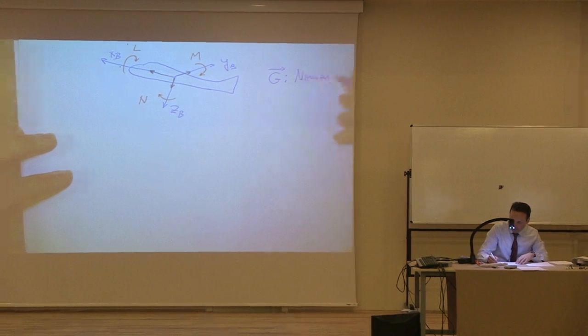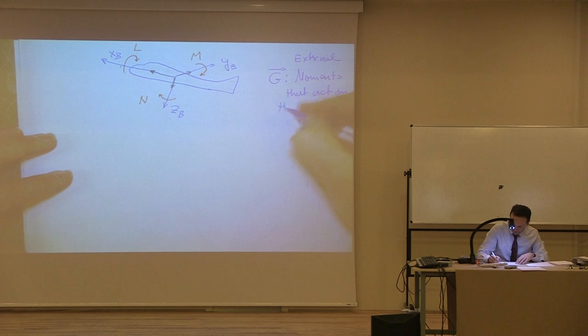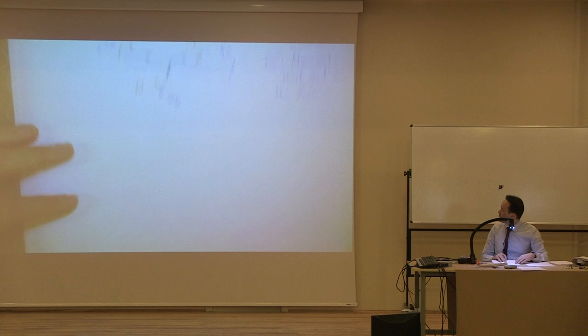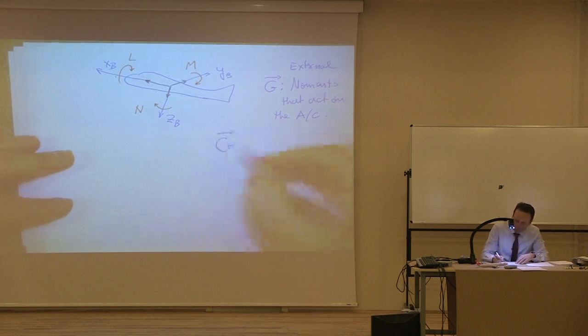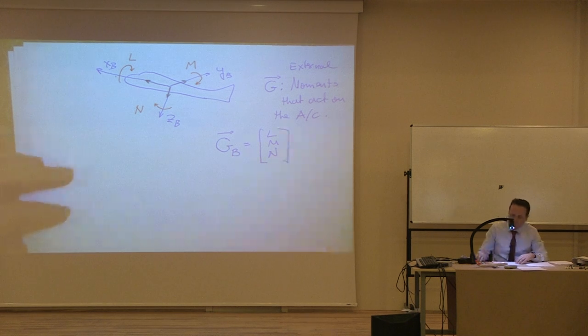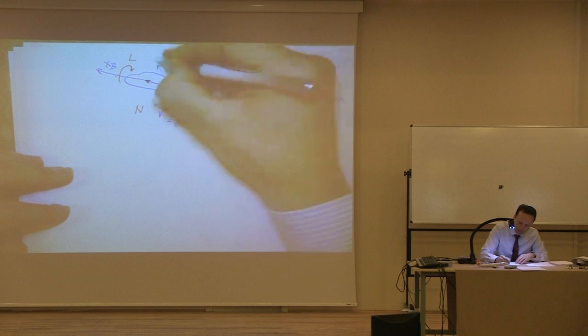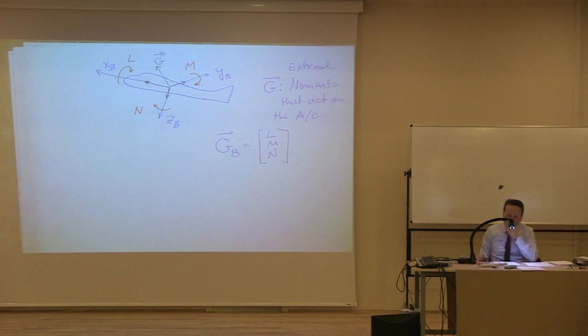These are the moments, the external moments that act on the aircraft. And G, written in the body fixed coordinate system, we call L, M, and N. If you add them together, L, M, and N, you might obtain something like this, and that is the total moment, the external moment that acts on the aircraft. L, M, and N, they are written in the body fixed coordinate system.